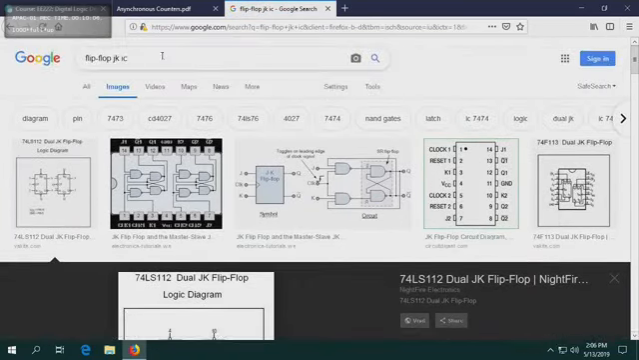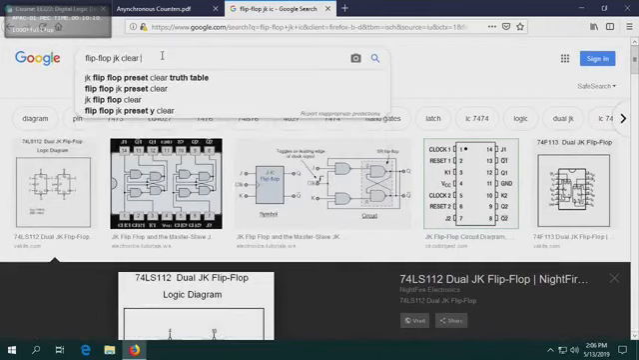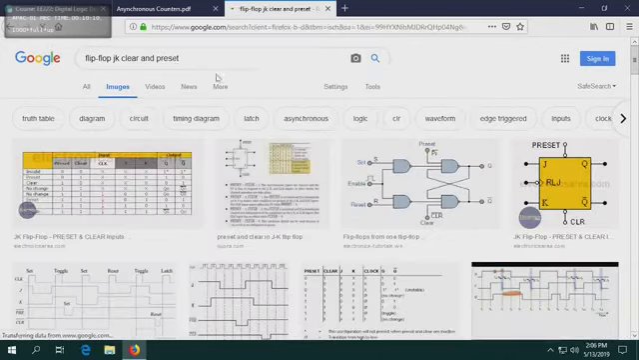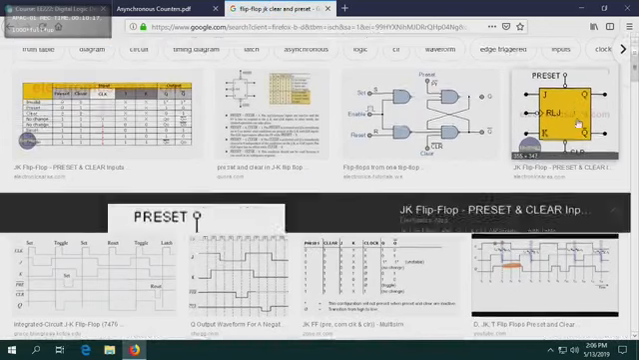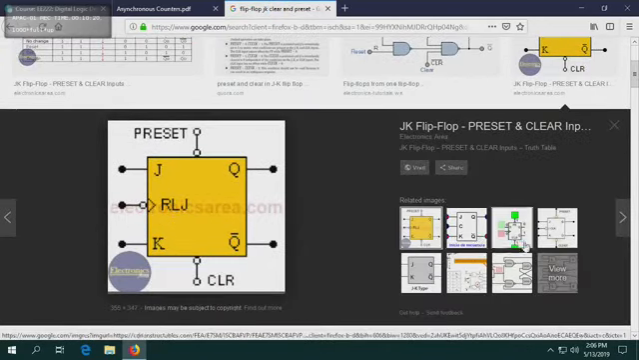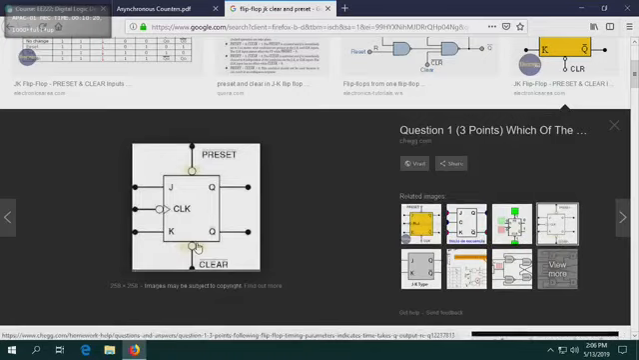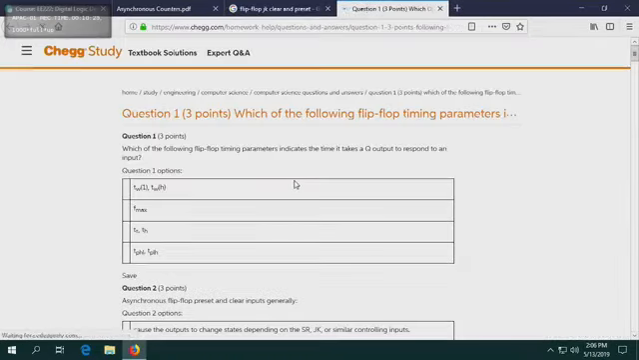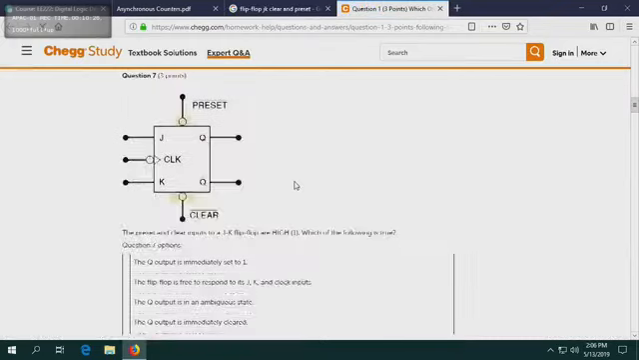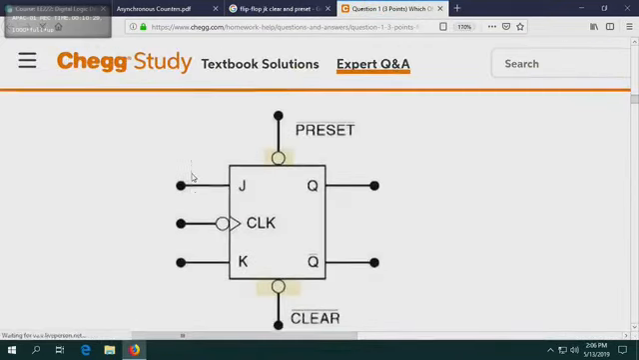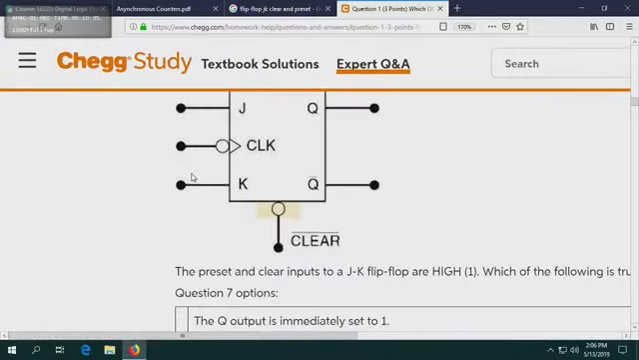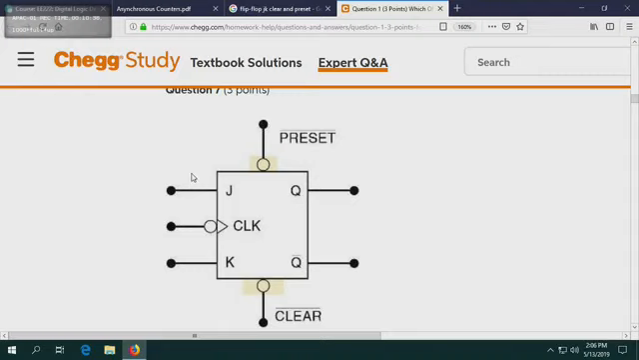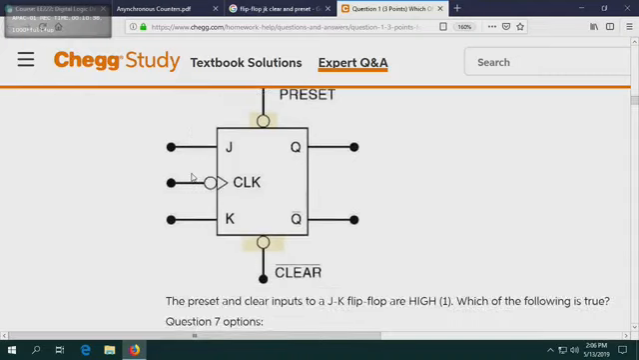I just want to show you with clear. Okay, that's a good picture. There we go. Okay, this is our JK flip-flop. Now, let's kick off today's discussion.